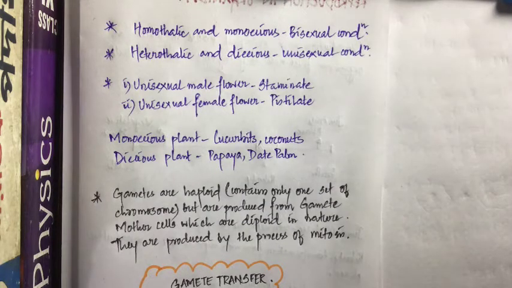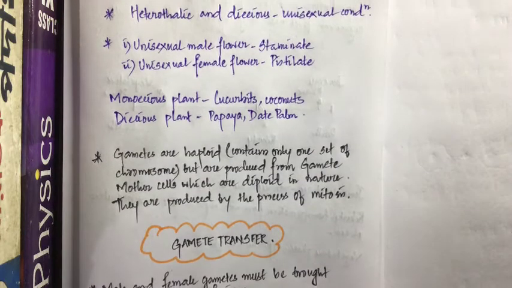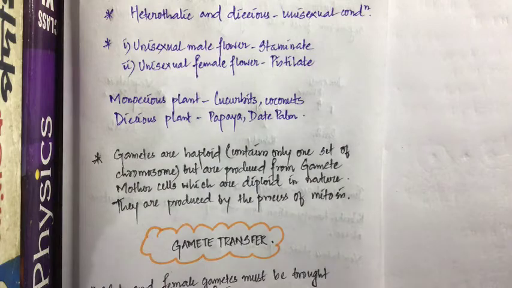Okay, so gametes are haploid in nature because they contain only one set of chromosomes, I have said earlier also, but they are produced from the mother cells which are diploid in nature, and they are produced by the process of mitosis. A very core important thing, but written in these 4 lines. Some might think that for biology we need to write paragraph after paragraph. No, see, in this one single sentence I have said many things.